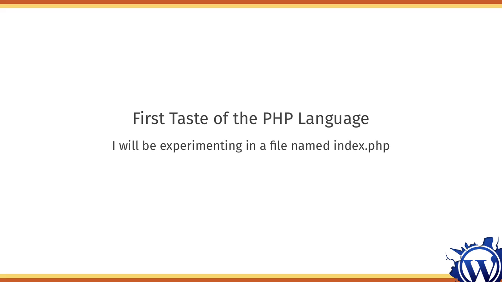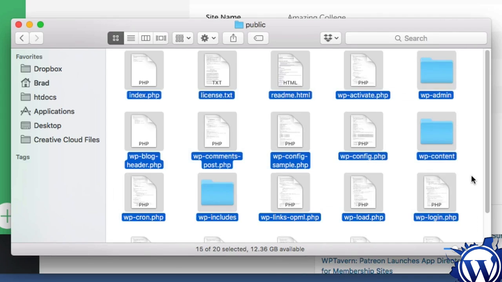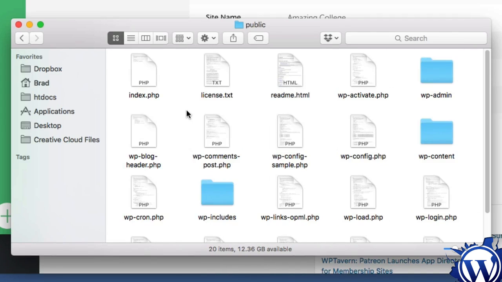In that video, personally, on my computer, I'm going to be experimenting in a file named index.php. Now, because you used Local by Flywheel, I want you to work with a slightly different file. And this has nothing to do with WordPress. It's just going to be an exercise to learn about PHP. Basically, for you, instead of looking for a file named index.php in this main folder that contains all of the WordPress system files and folders like wp-content and wp-admin, I will want you to create a brand new file in this folder. Just name it something unique.